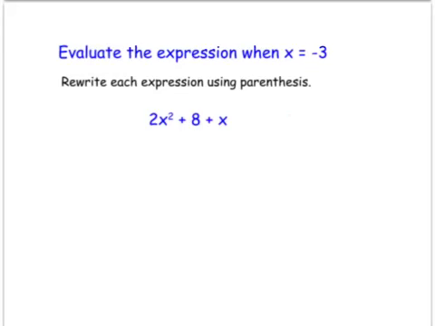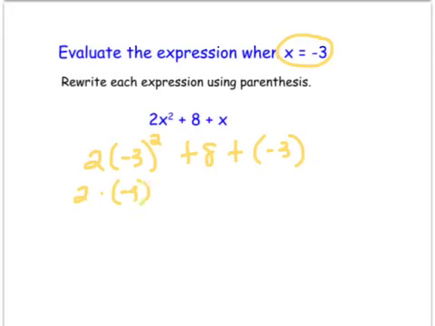So, we're going to write 2. We're going to put a parentheses there. And what are we going to put in for x? Well, we're going to put in (-3) squared, plus 8, plus, oh my goodness, there's another variable. Put in (-3). So we're going to rewrite this: 2 times (-3) times (-3). We've got to do that exponent first, but I wanted to write it out.